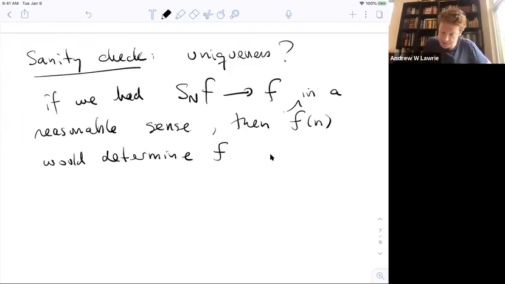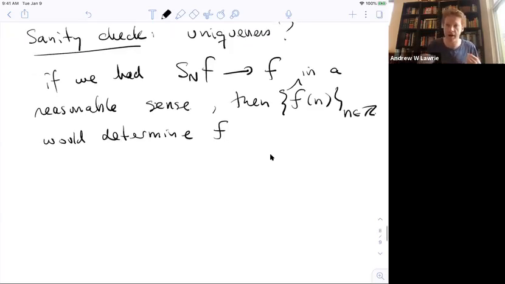So if we had this convergence, then the sequence of the Fourier coefficients gives us all the information we need about the function. So in fact, they determine f. What we'd like to know is that if two functions have the same Fourier coefficients, then the functions have to be the same. This is the question of uniqueness. Have we formulated things in a way where we can make sense of these questions?